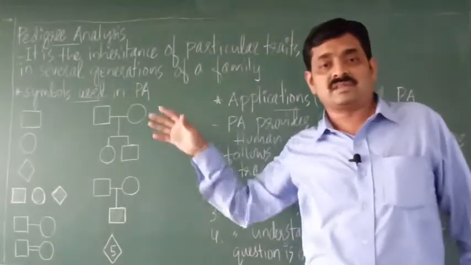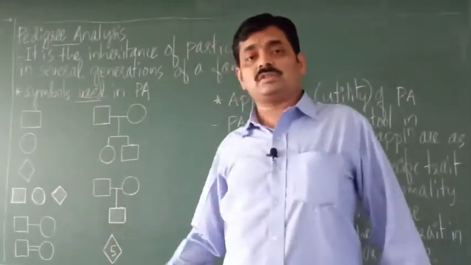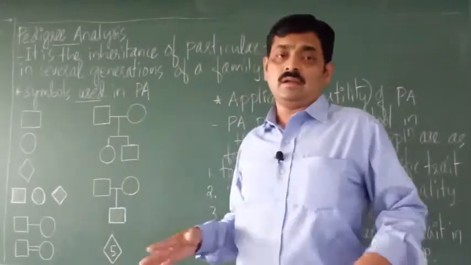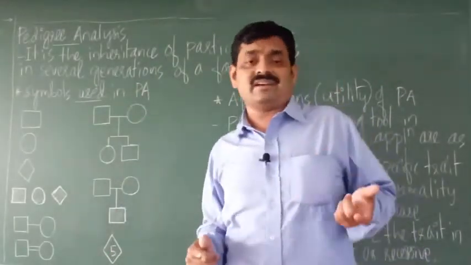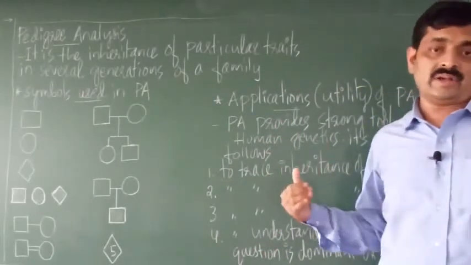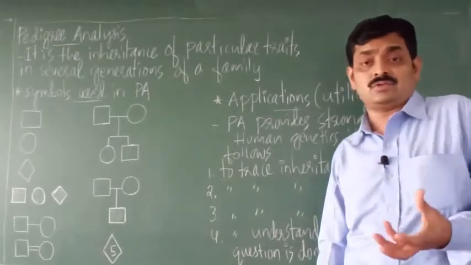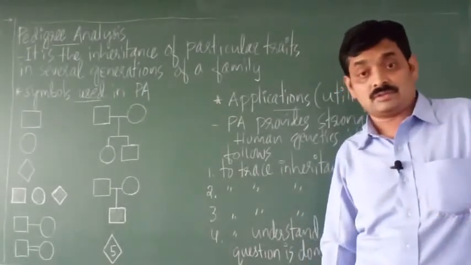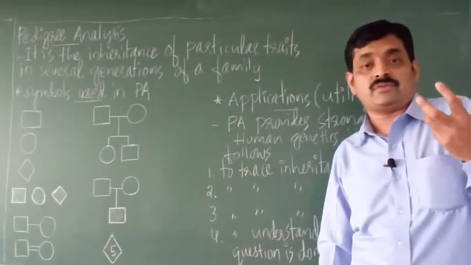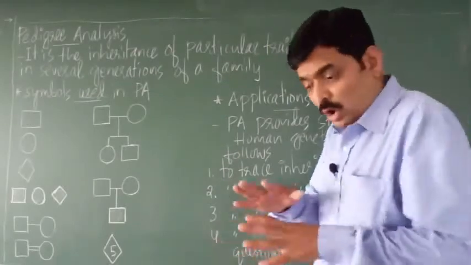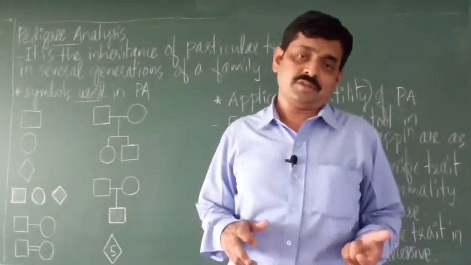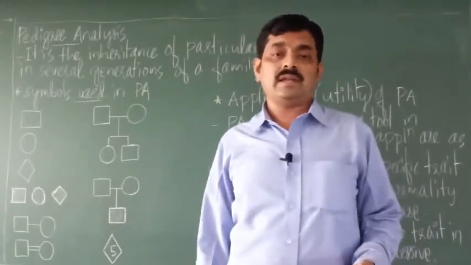Then the next part is the symbols. We discussed different symbols that are used in pedigree analysis, whose meaning we have already discussed. Then finally we discussed the utility or applications of pedigree analysis: how it can be used to trace the inheritance of specific traits, diseases, abnormalities, or to test whether the trait in question is dominant or recessive. All these applications are very useful in human genetics. So that is about pedigree analysis.